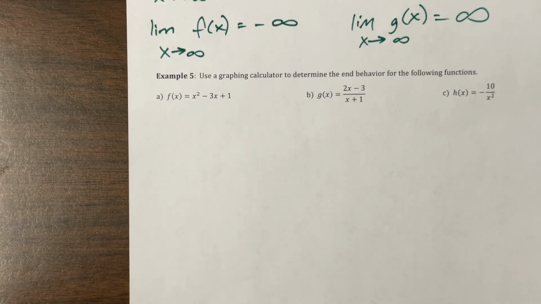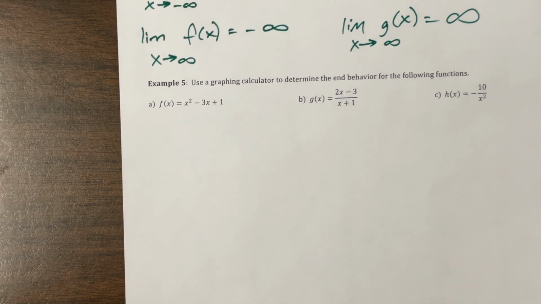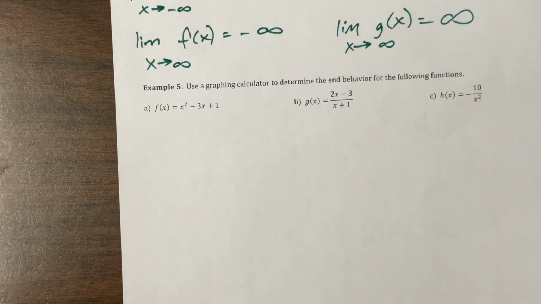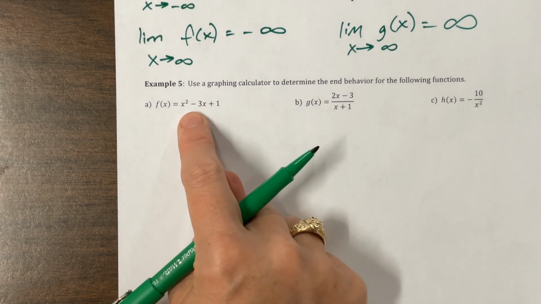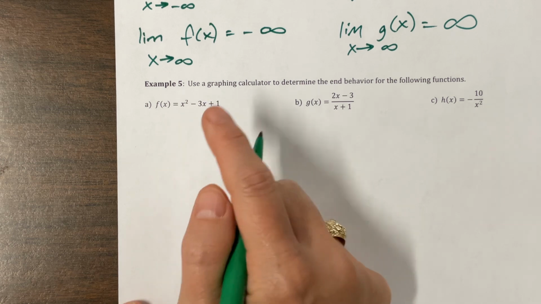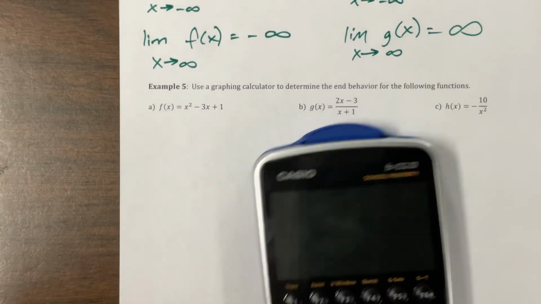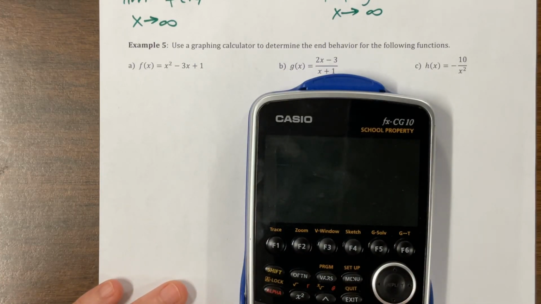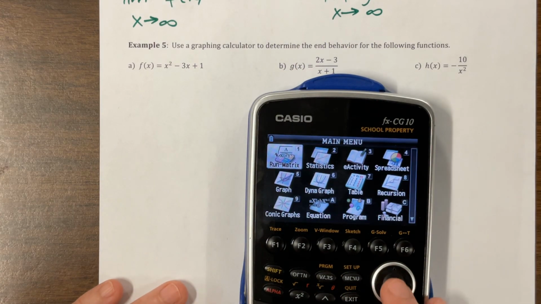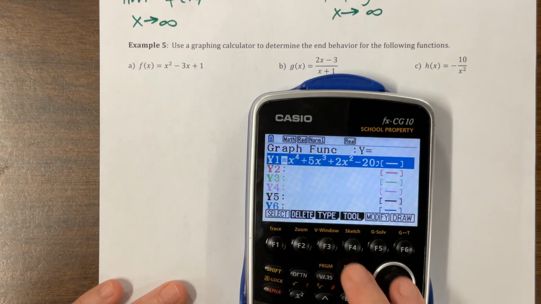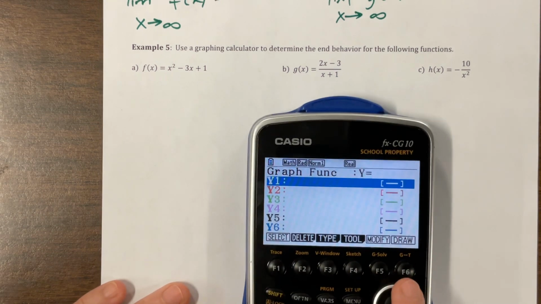Use a graphing calculator to determine. I mean, this one is just a positive quadratic, so this is going to be positive, positive. This one, let's see. Here's a graphing calculator. What have we done recently on it?